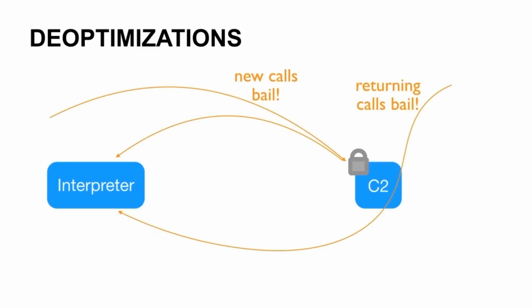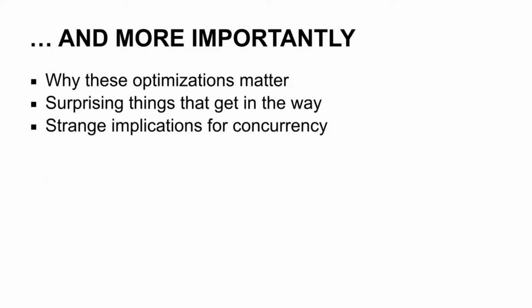But also about the consequences: de-optimization, which lets us do cool optimizations, but does come with a latency penalty. In fact, de-optimization occasionally stops the world. And more importantly, you're going to learn why these optimizations matter and how they all fit together, and the surprising things that you can do that get in the way of them working. Things that you would think should optimize your code can actually backfire. And these optimizations come with some surprising implications when we're trying to write concurrent code.